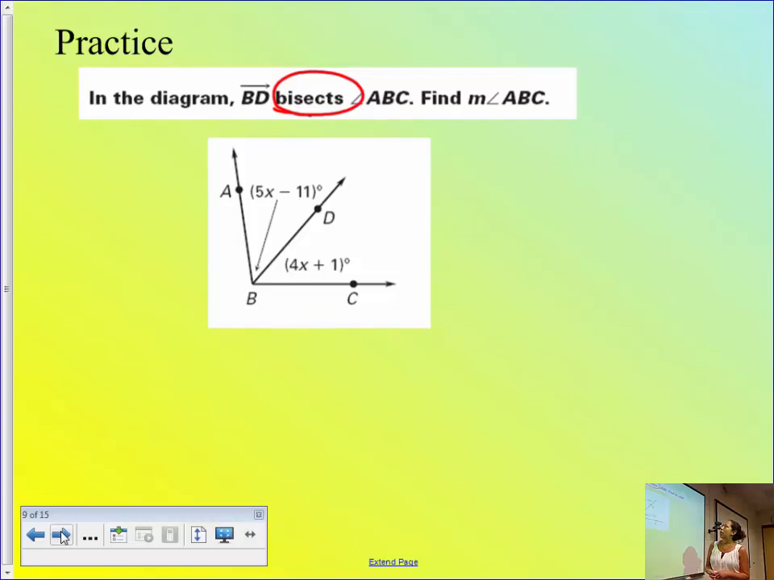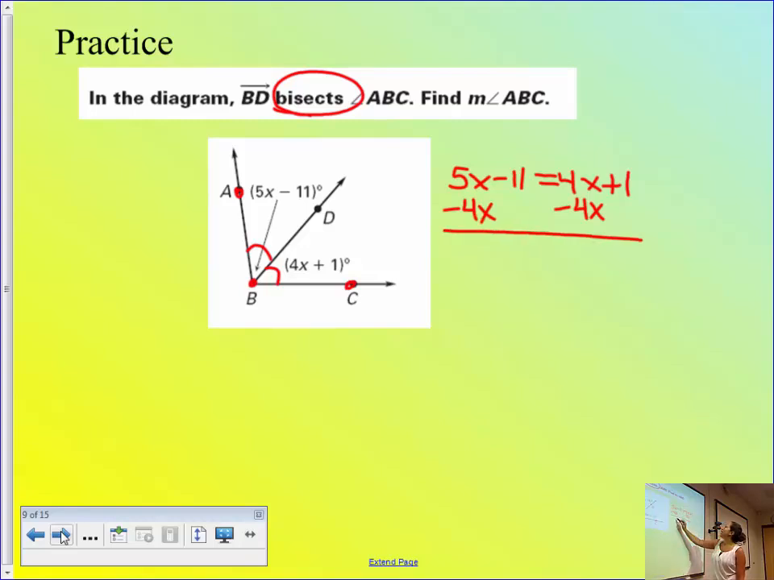All right, so we want to find the measure of angle ABC. ABC is the whole thing. Well, if this is a bisector, then the angles are congruent. So 5x minus 11 equals 4x plus 1. So we're going to subtract 4x, and I get x minus 11 is equal to 1. We're going to take that 11 to the other side, and we get x equals 12.